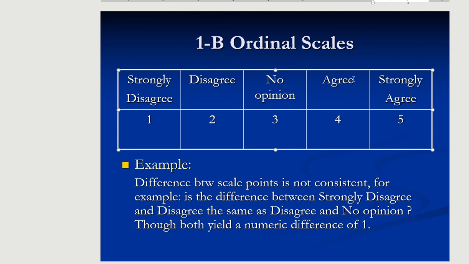And this order is very clear. So strongly disagree, disagree. The last thing I would like for you to notice is that the difference between 1 and 2, or rather strongly disagree to disagree, is not equal to the difference between disagree and no opinion. Meaning the difference between 1 and 2 is not the same as between 2 and 3. And therefore, these numbers are not real numbers, they're just codes.